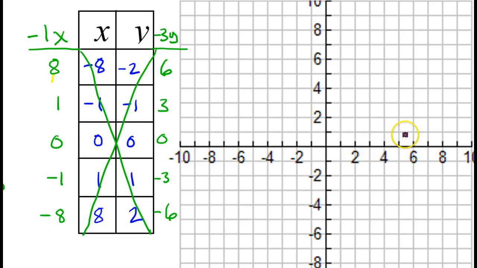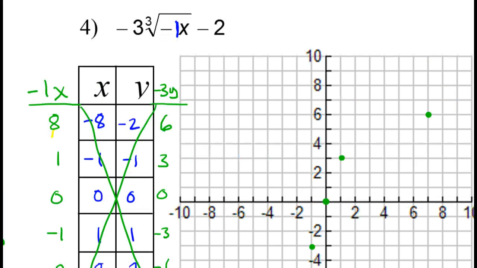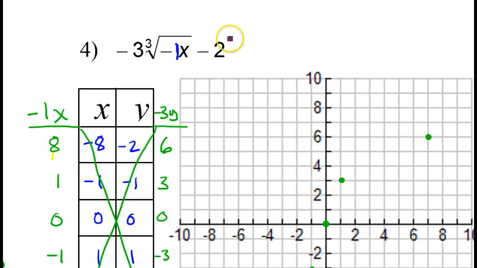So 8, 6 would be right here. 1, 3. All right, 0, 0. Negative 1, negative 3. And negative 8, negative 6. So this is my skeleton. I won't connect these yet because I haven't done my translation.